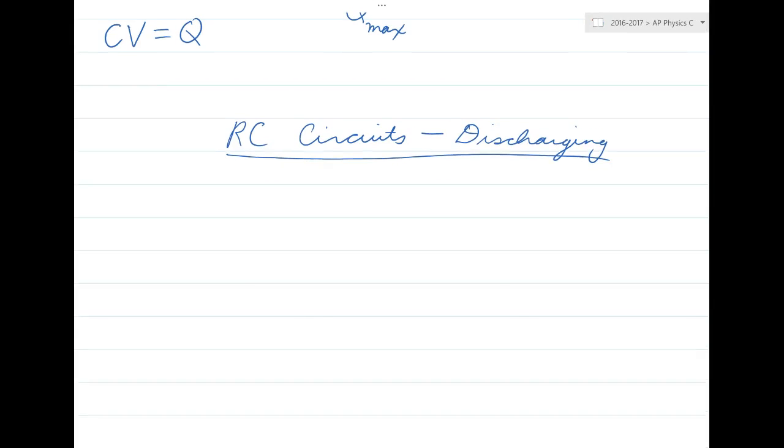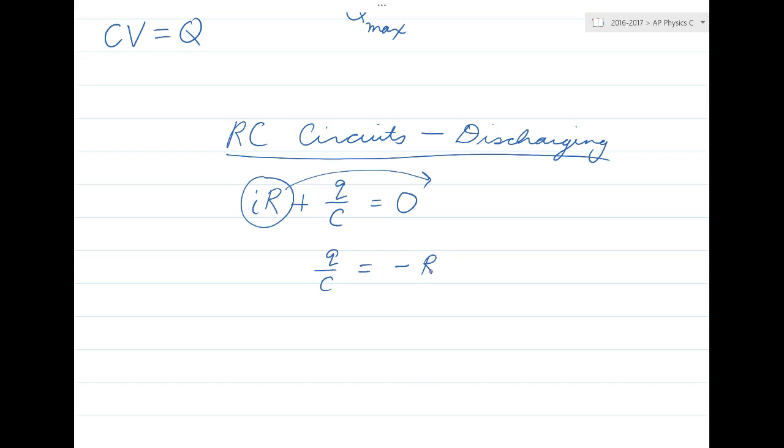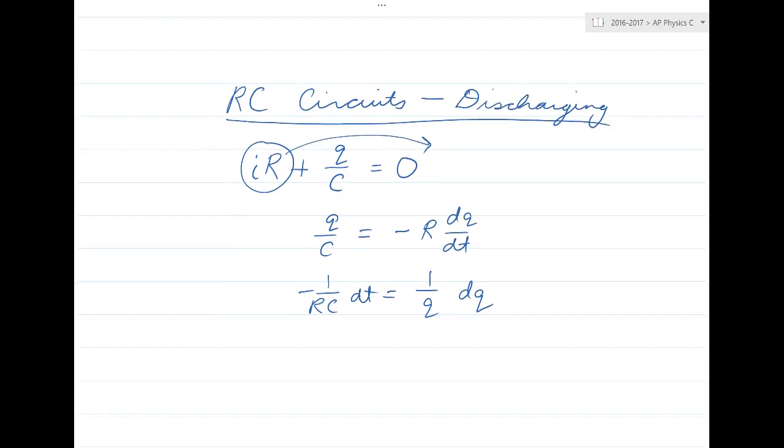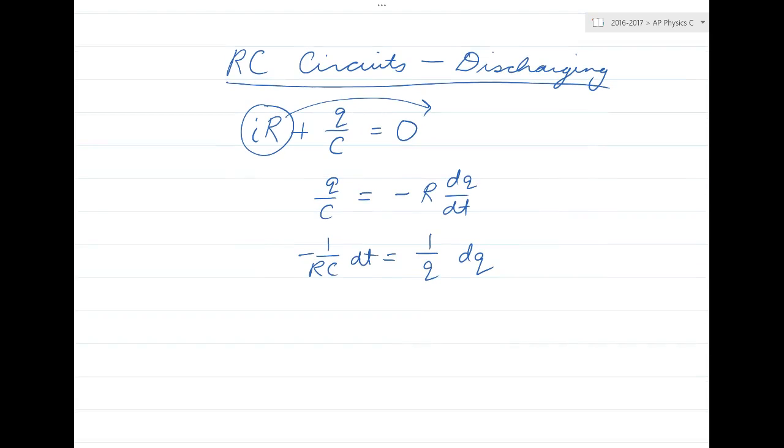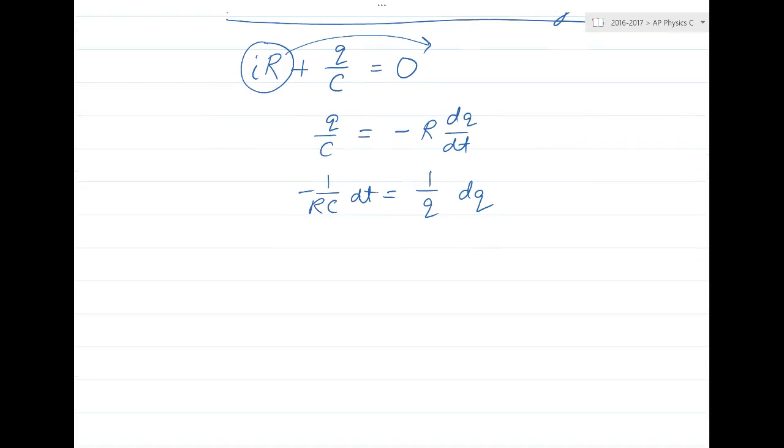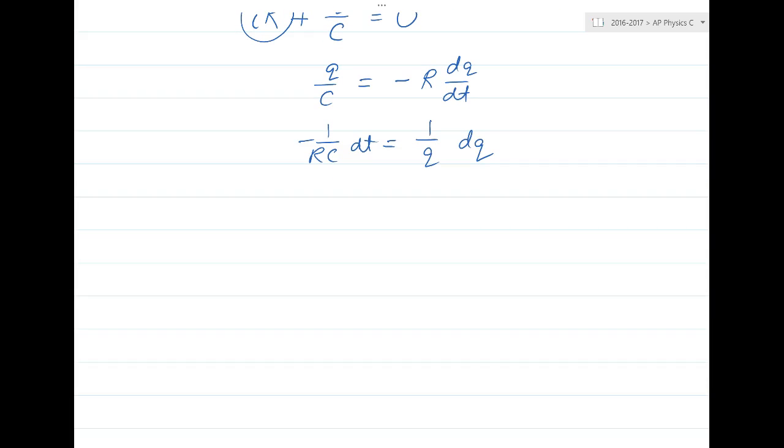in OneNote. So flip over to this. And so remember that what we had was IR plus Q over C is equal to 0. And we said that we would take IR and bring it to the other side. So we have Q over C is equal to negative R dq/dt. Let's separate these variables. And right away, you're going to see that we have negative 1 over RC dt is going to be 1 over Q dq. So the math for discharging is a little bit simpler because we don't have the EMF or the voltage from the battery to worry about.